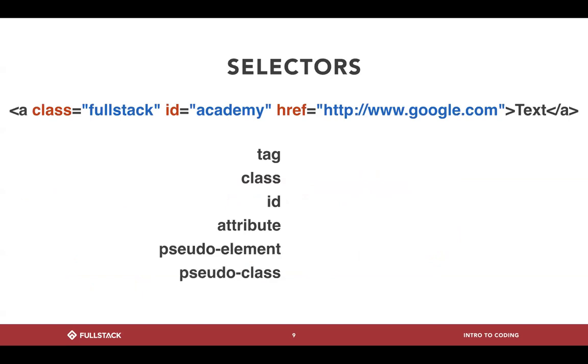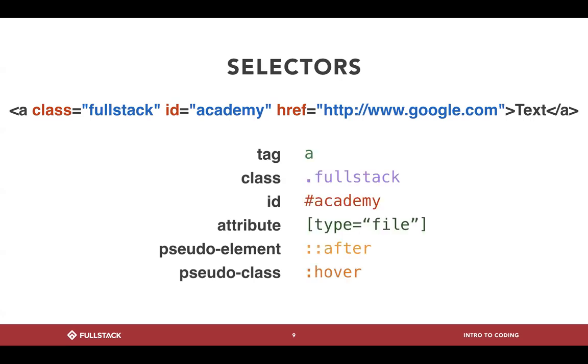And then we have two more types of selectors that we won't cover in this class, but they're called pseudo elements and pseudo classes. So like I said, tag would be the A, the element name, then class. Here's the way you write it. You write it dot full stack. That's the syntax for writing a class selector. An ID selector will be that hash symbol, academy. So if I'm trying to select something by ID, I would do hash whatever it is.